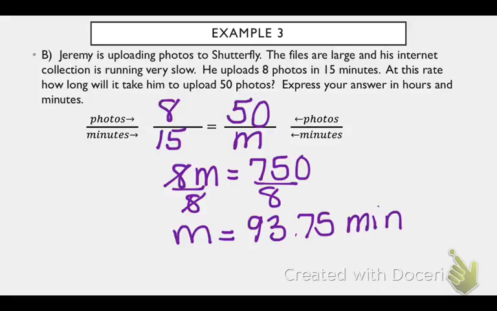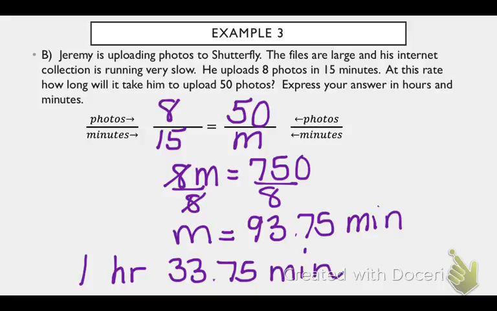But the question says, so how many hours and minutes would this be? Well, because there's 60 minutes in an hour, this would be 1 hour, and what's left over would be 33, and I'm going to leave it as 0.75, 3/4 of a minute. It doesn't tell me to change it to seconds. If it had, it would be 1 hour, 33 minutes, and 3/4 of a minute would be 45 seconds, but I'm going to leave it as you see it on your screen.